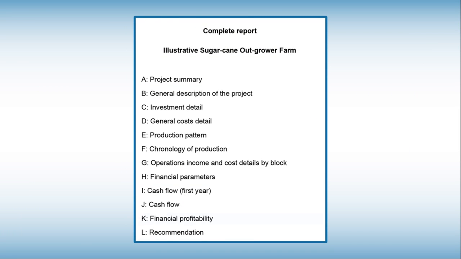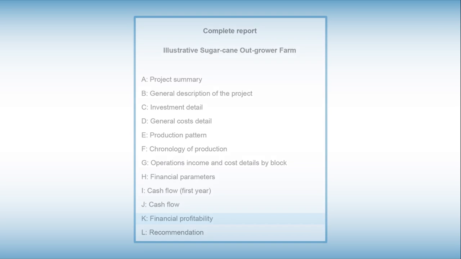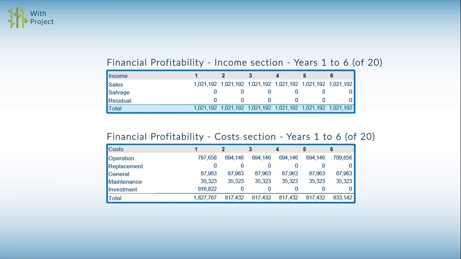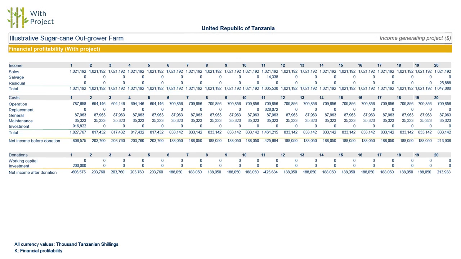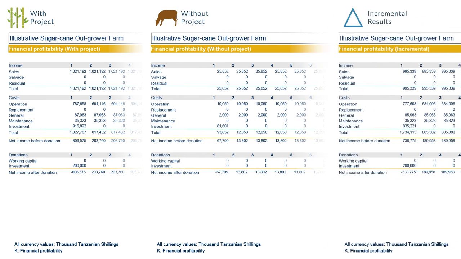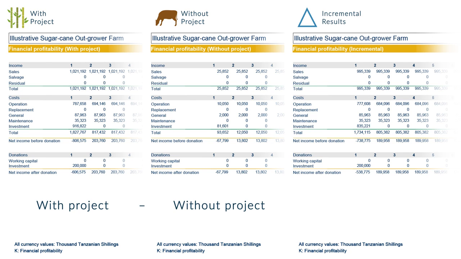Last but not least, we look at the financial profitability. This section assesses the profitability of investments, taking into account both the total income and the costs of the operation. That is, including both cash and non-cash, in-kind, costs and revenues. For this purpose, it is important to compare the with project situation and, where it occurs, the without project situation. What is important is the difference between these two results, or the incremental flow.